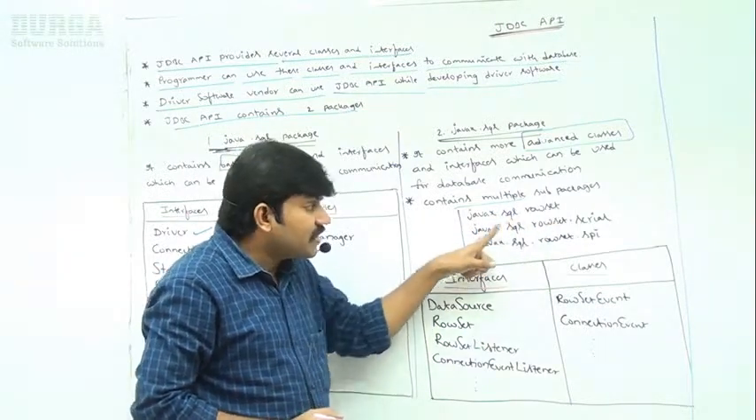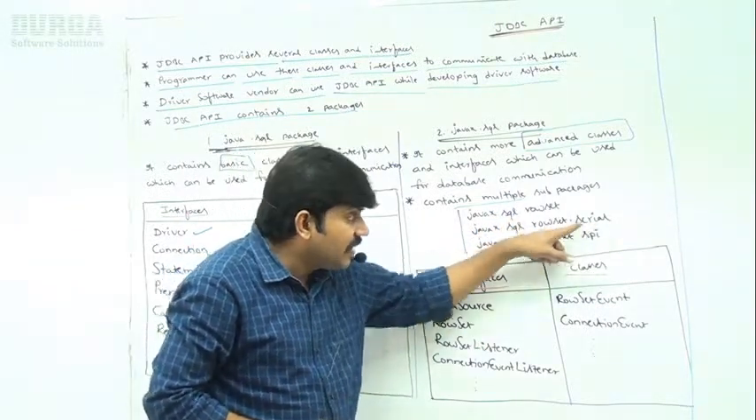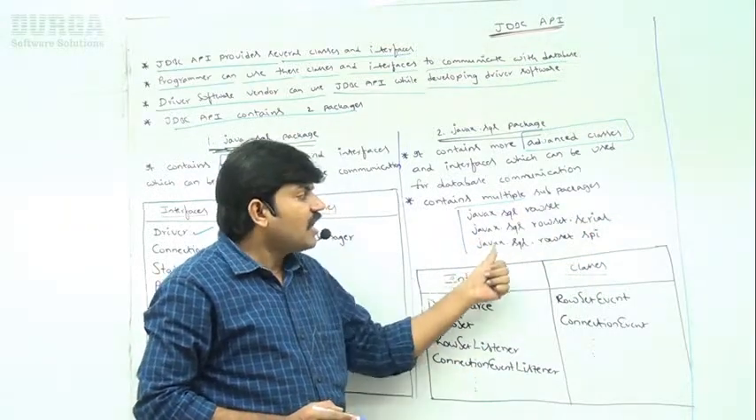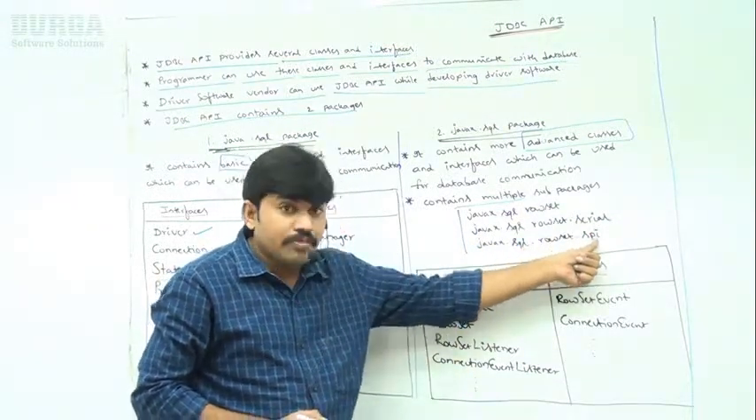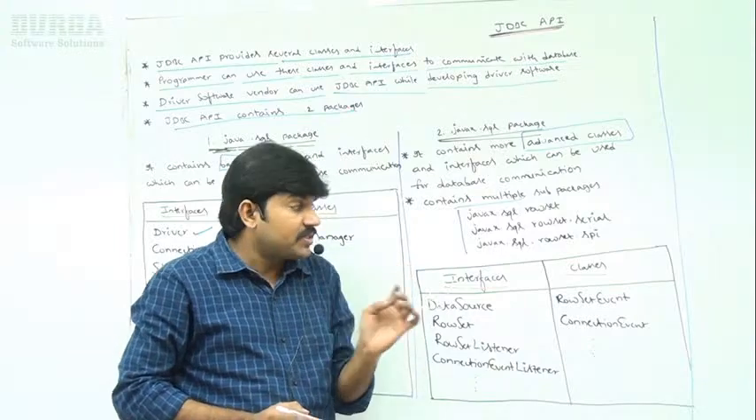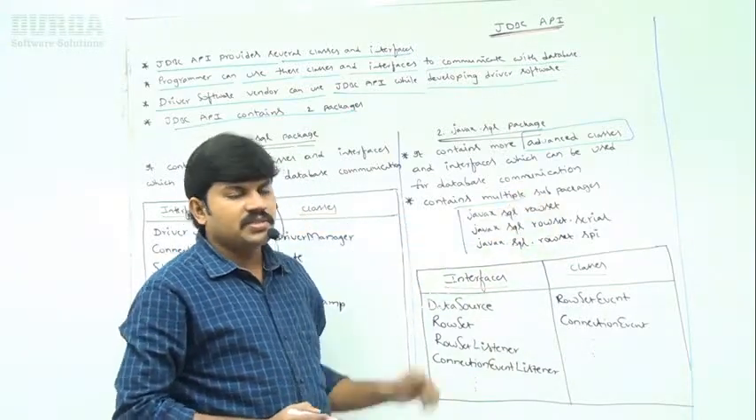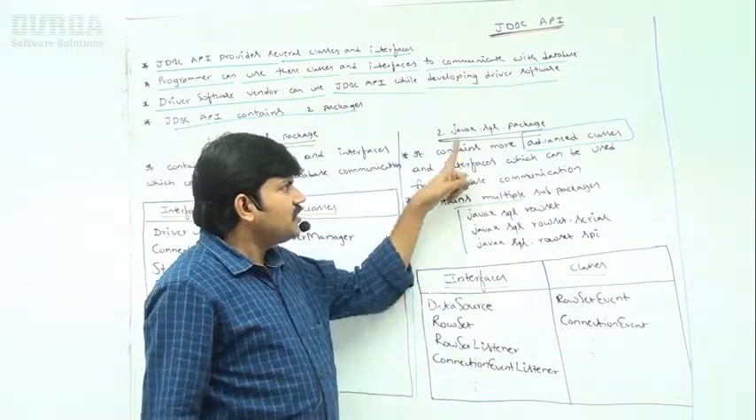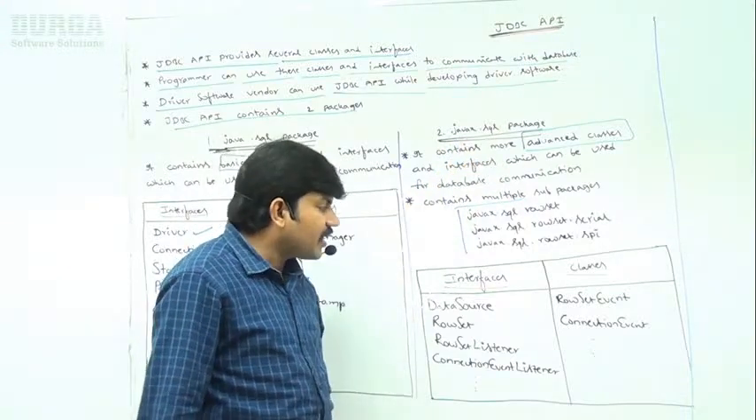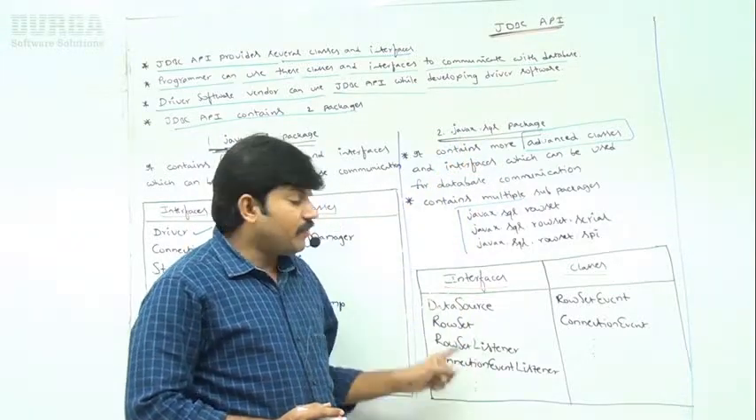javax.sql.rowset, javax.sql.rowset.serialization for serialization purpose, javax.sql.rowset.spi for synchronization purpose, right? Remember, multiple sub packages are also available. Inside the javax.sql package, what are the various interfaces available? What is the first one?